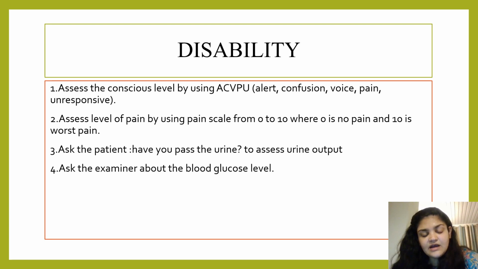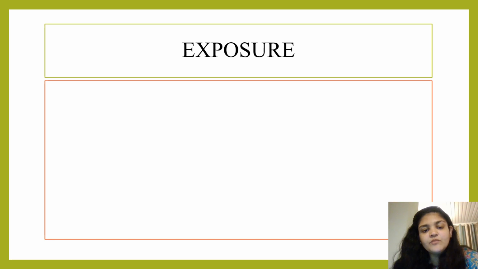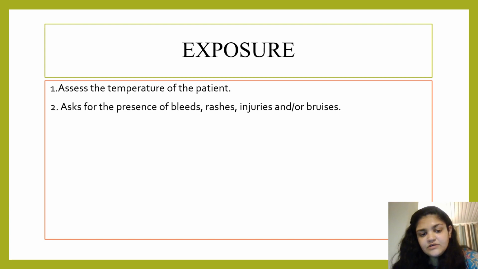Then ask the examiner about the blood glucose. Examiner, can you please tell me about the blood glucose level of the patient? Then the examiner will tell you. Moving towards the next, the exposure. In exposure we have to assess the temperature of the patient. We have to ask the patient about the presence of bleeding, rashes, injuries, bruises over his body.